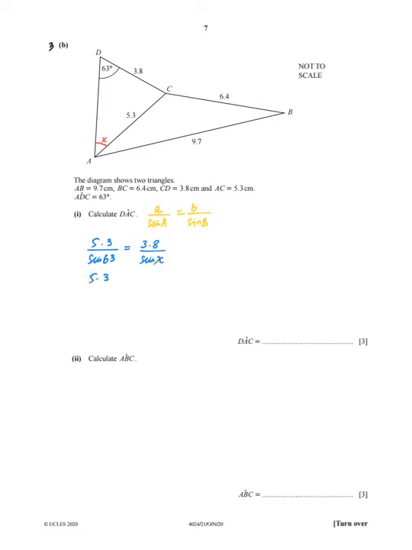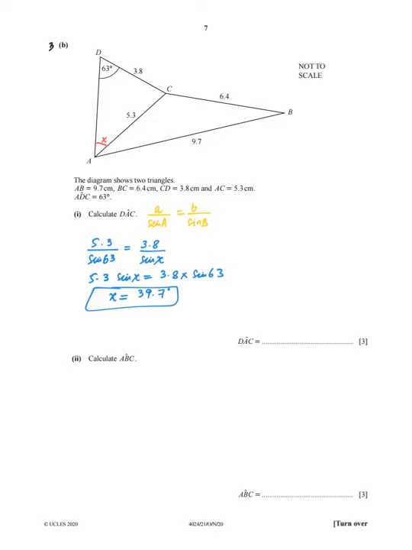If you do the cross multiplication, that will be 5.3 sine X equals 3.8 multiplied by sine 63. By doing the cross multiplication and solving, you will get the value of X, and that is equal to 39.7 degrees. That is your answer.